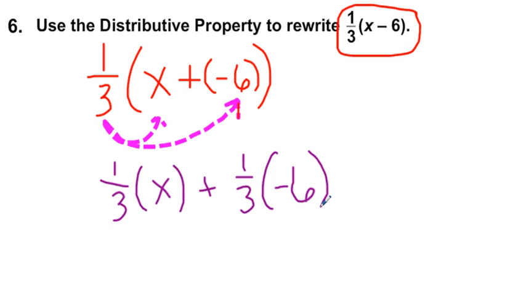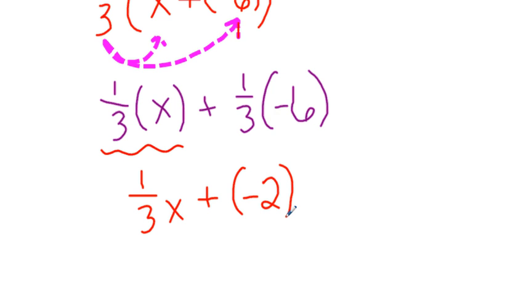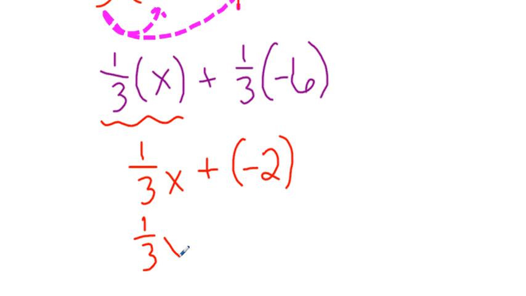Okay, so now after we've distributed, now we can multiply. So 1/3 times x is just 1/3 x. And then 1/3 times -6 is -2. So now that we have this, we can just simplify it one final time to 1/3 x minus 2.